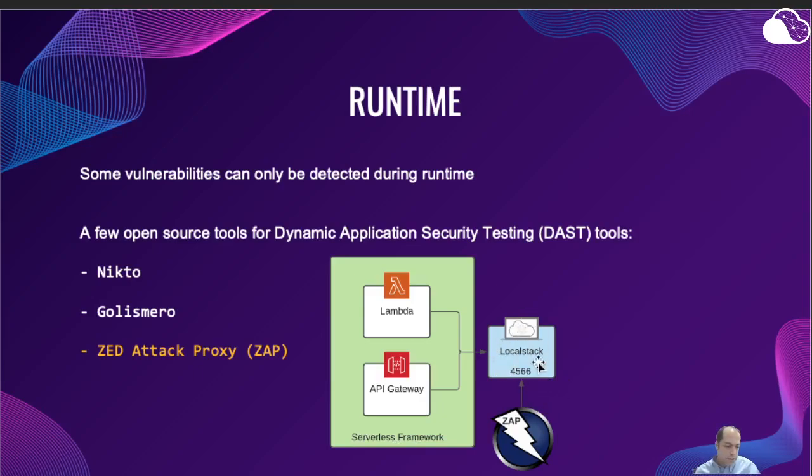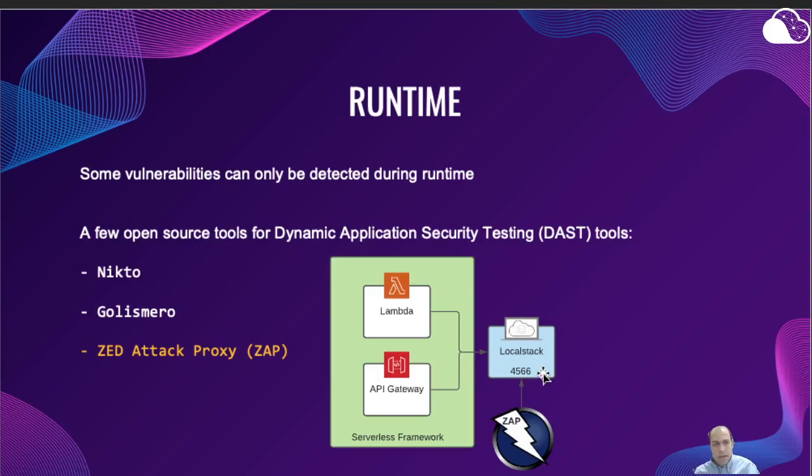LocalStack is a great open source project where we'll simulate most of the AWS services. In this specific case, we want to simulate API Gateway and Lambda, so that when we use ZAP, it will actually run against API Gateway and Lambda inside LocalStack instead of using the real AWS environment. That will save us some time and also some money versus doing that against the real application.